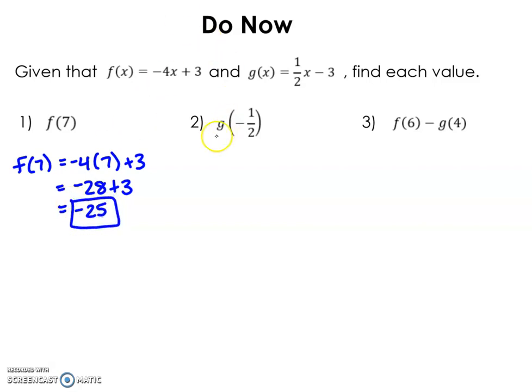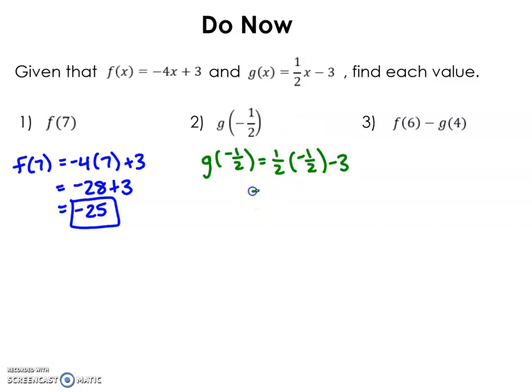Okay, in the second one, we're doing g of -1/2. So this time we have to use the g function, and similar to the other one, we're going to plug in -1/2 every time we see an x. So -1/2 goes in for x.